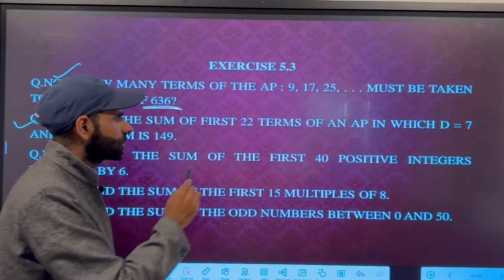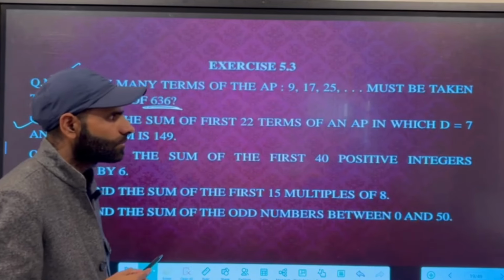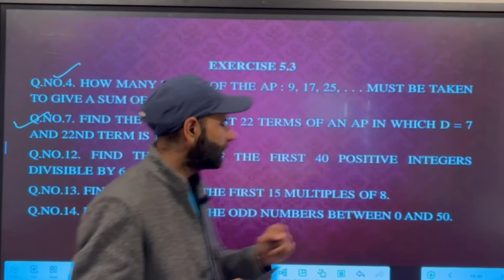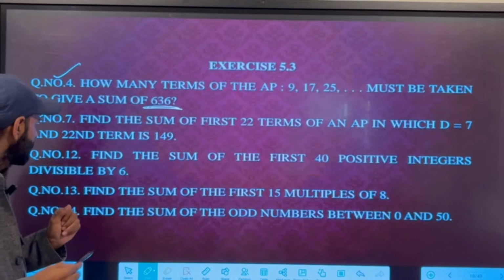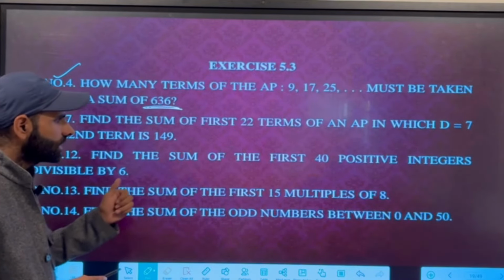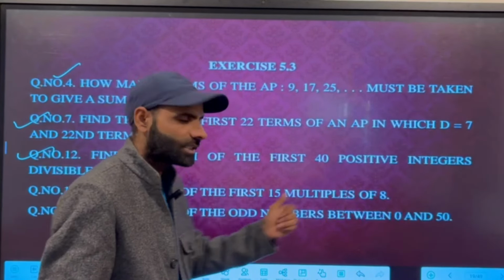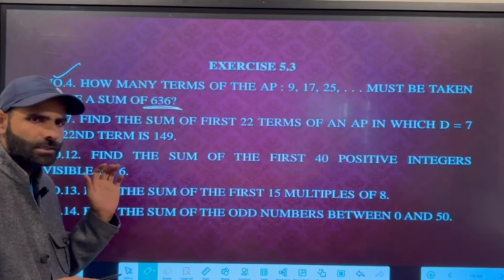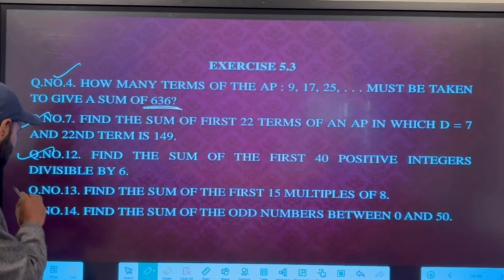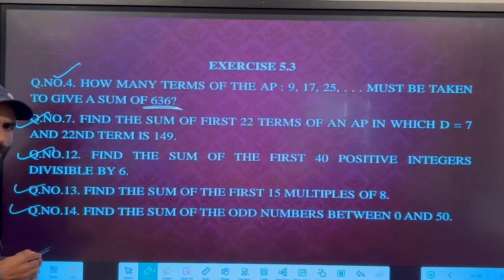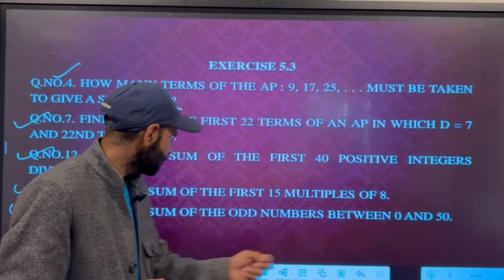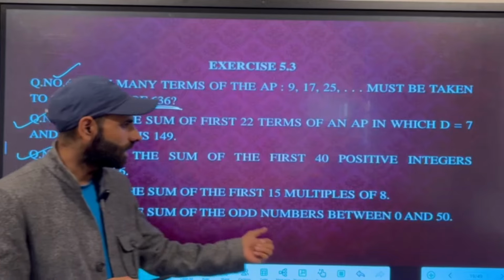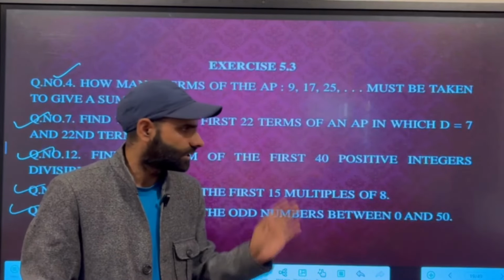Find the sum of the first 22 terms of an AP in which d is equal to 7 and the 22nd term is 149. Question number 12. Find the sum of the first 40 positive integers divisible by 6. Important question. And question number 13 and 14, these are very important questions. Find the sum of the first 15 multiples of 8. Find the sum of the odd numbers between 0 and 50.